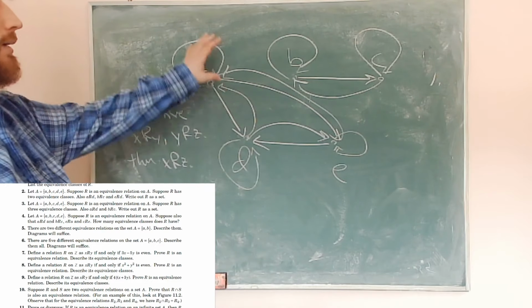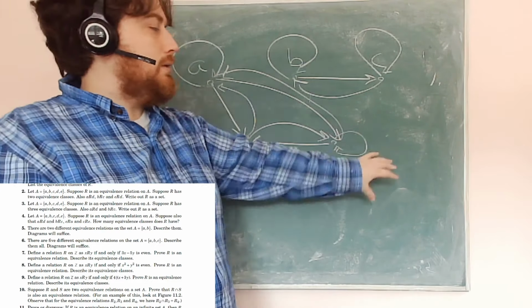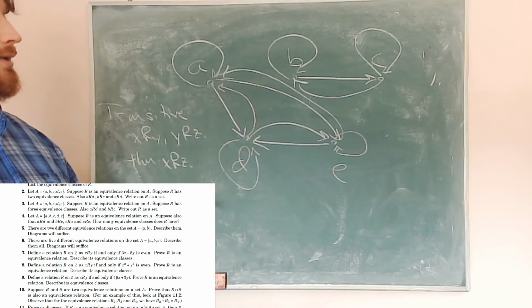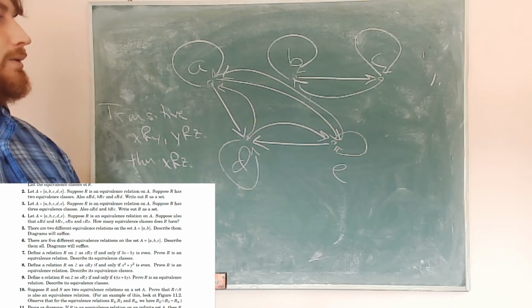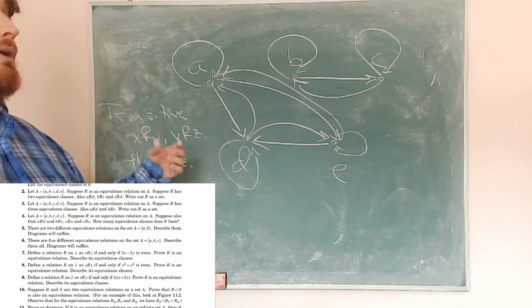I want to go back. This is still reflexive. This is still symmetric because I can go both directions for any of these arrows. So this is a reflexive, symmetric, transitive relation. So this would be an equivalence relation.